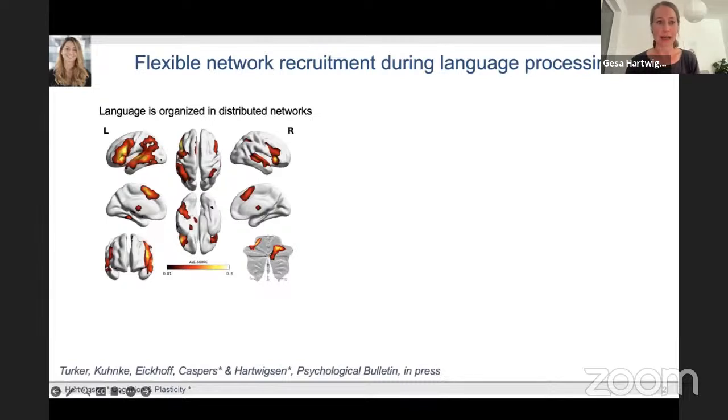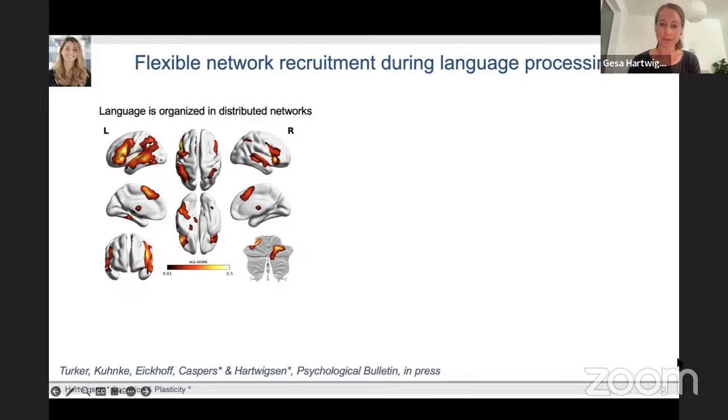What's language in our brain? So this is data from a meta-analysis that we've been doing for over 8 years or so, where we summarized all current fMRI studies on language representations in our brain. And the very simple and obvious take-home message is that language is organized in distributed networks in our brain. So we have the left hemisphere, we have contributions from subcortical regions, right hemispheric regions, and the cerebellum, which is often neglected.